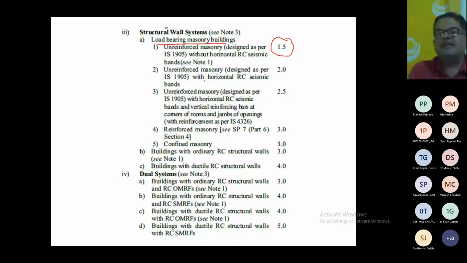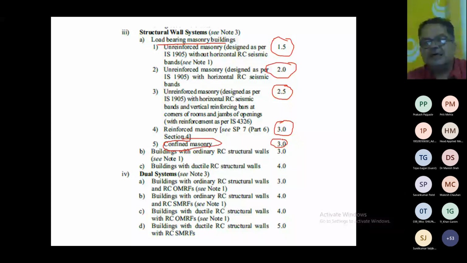Unreinforced masonry with a horizontal RC seismic band: if a horizontal band is there, it will become 2. Unreinforced masonry designed with horizontal RC band and vertical reinforcing bars: definitely the band plus vertical reinforcing bar performance is improved. Reinforced masonry, it is good, 3. And confined masonry, here comes confined masonry, and the value is 3. So as far as masonry structures are concerned, confined masonry has the highest value of R.